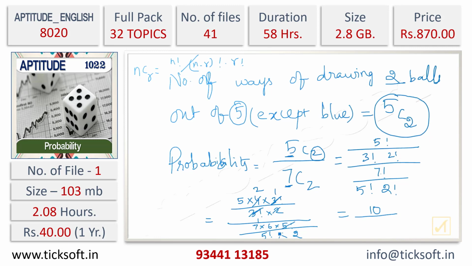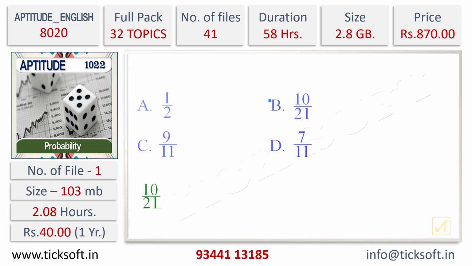10. And similarly, if we divide this 5 factorial by 5 factorial, we will get 1. And if we divide 6 by 2, then we will get 3. So 7 into 3 will be equal to 21. Hence the required probability is equal to 10 by 21. Hence out of these 4 options, option B, 10 by 21, is the correct answer.